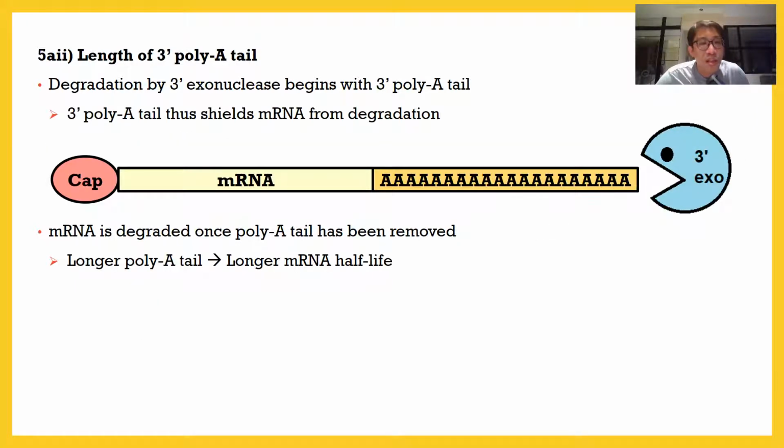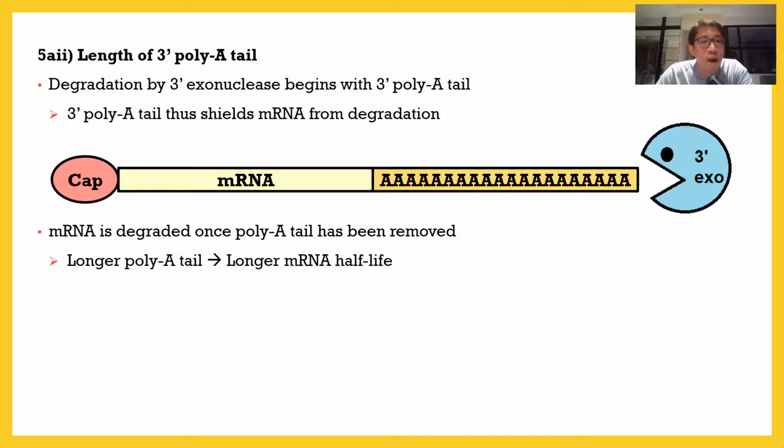All right. For the 3' exonuclease, the mRNA will be shielded from degradation by the presence of the 3' poly A tail. The poly A tail is made up of normal RNA nucleotides with the adenine base. So the nucleotides at the 3' poly A tail are not modified, which means that your 3' exonuclease can start the hydrolysis or degradation of the mRNA. But it is going to degrade the poly A tail first before it reaches the actual mRNA sequence that codes for the protein.